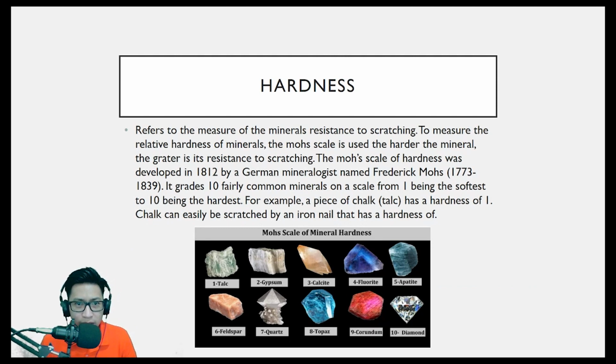The next property is the hardness. We are using the Mohs scale of hardness formulated by a German mineralogist named Friedrich Mohs in 1812. It uses a number scale of 1 to 10, 1 being the softest and 10 as the hardest. He also uses minerals to identify their hardness. For example, the scale of 1 uses the talc mineral, while the scale of 10 uses the diamond mineral. That is why diamond is considered the hardest mineral on Earth.